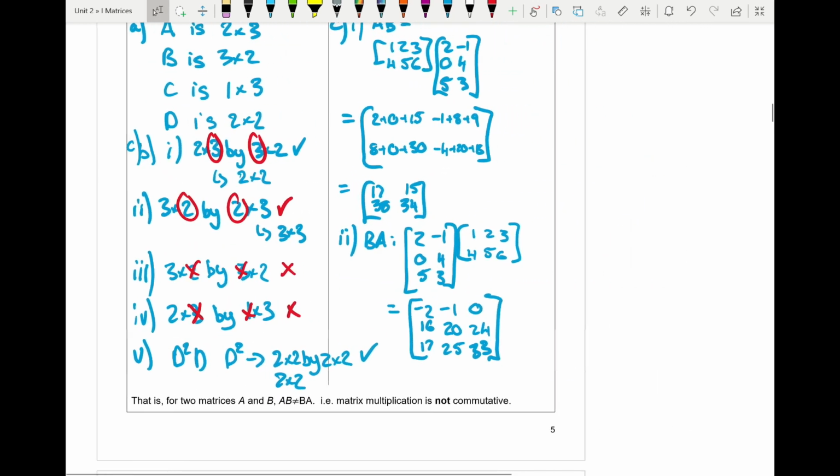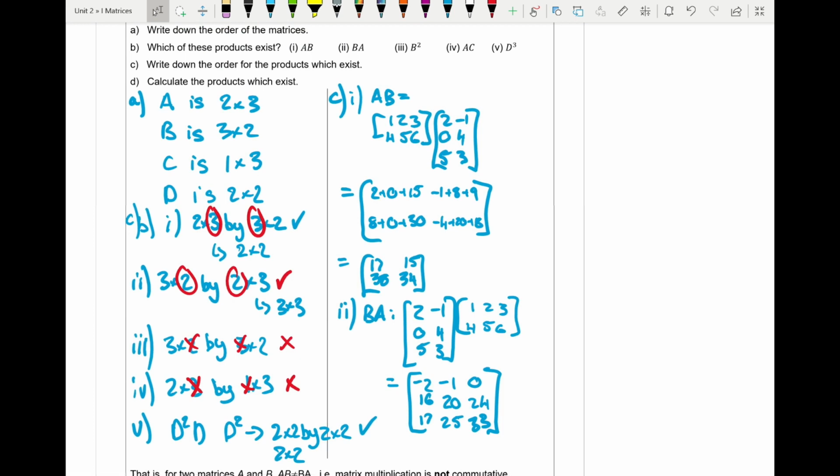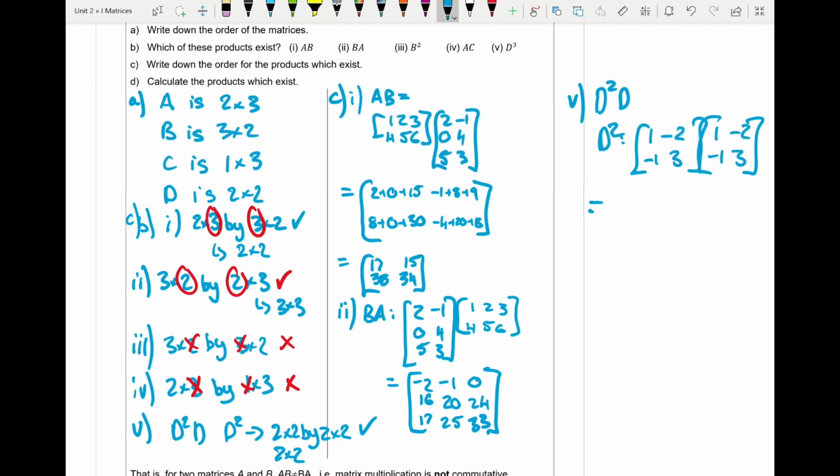Okay, I've run out of room here, but we'll just do part V over here, which is D cubed. Now, I'm going to split that up into D squared and D. So to find D squared, we're first going to compute the following. Okay, and so that is going to give us 1 times 1 is 1. Take 2 times take 1 is positive 3, so that's 1 plus 3 is 4.